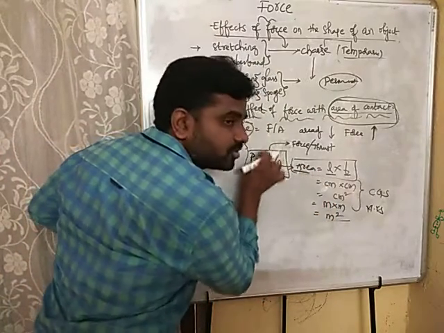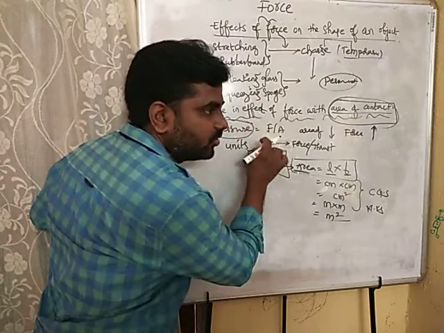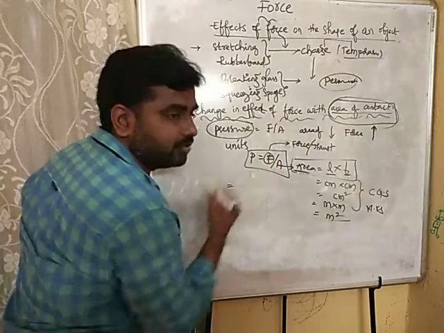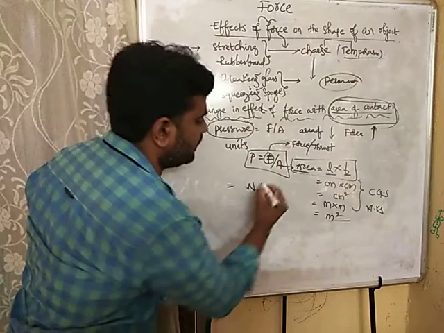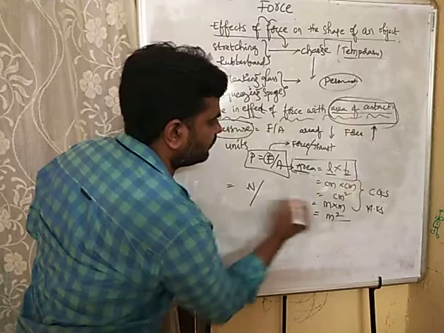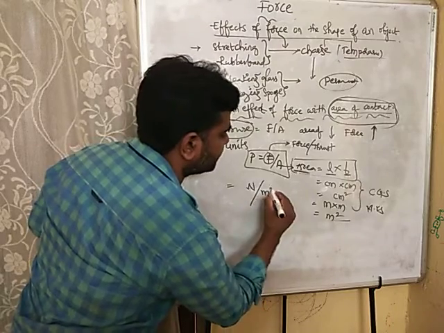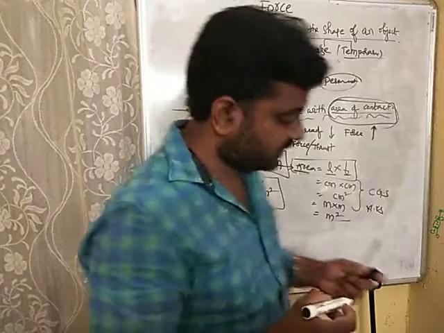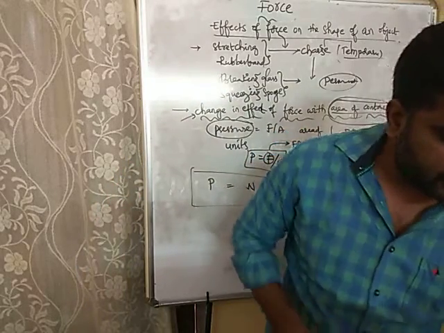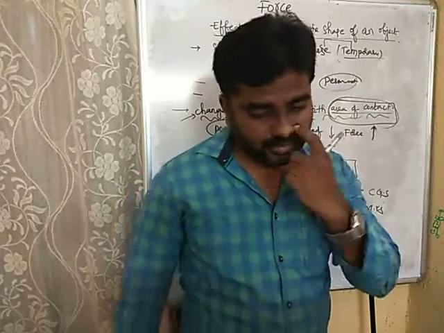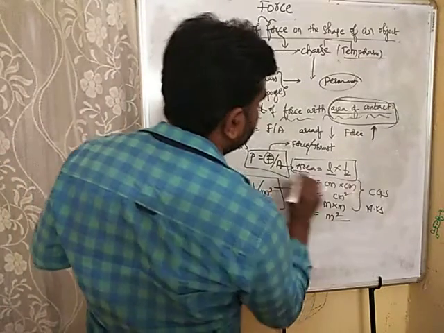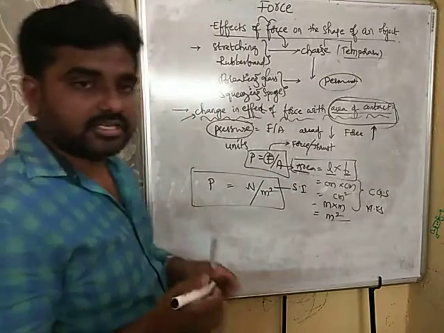Then what about the force? Units of force: we learned in the previous class that force units are Newton. Divided by the area unit we just derived, that is Newton per meter square. Pressure P is equal to Newton per meter square, isn't it? In which system is this? In the SI system. Is it clear?